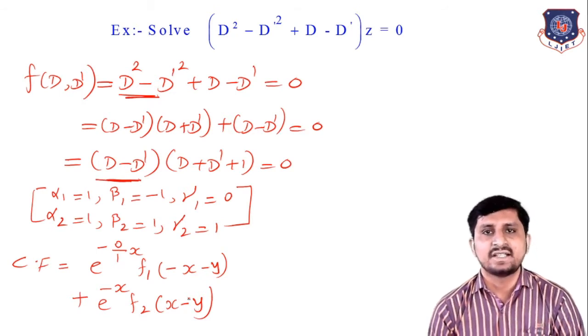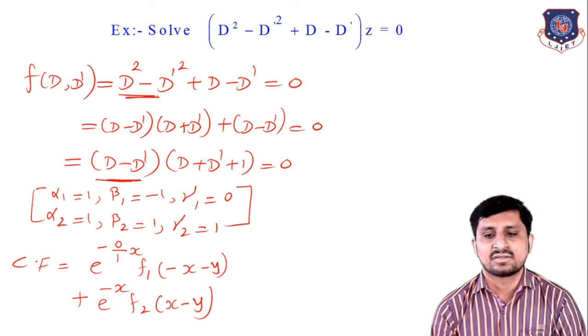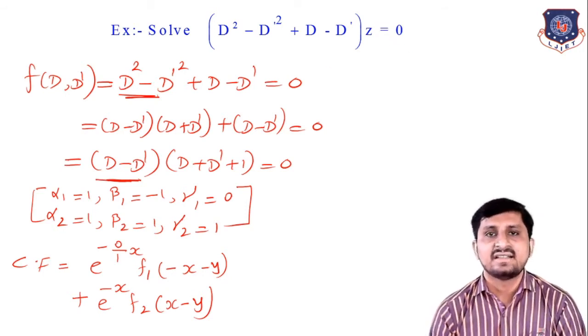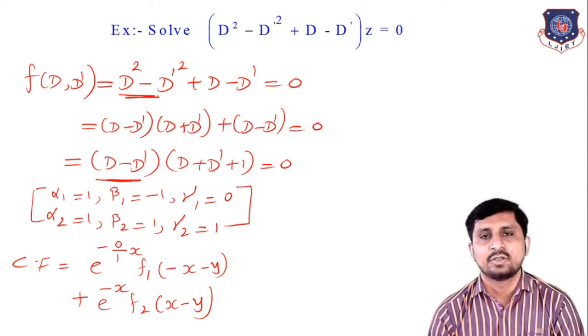Okay, and the particular integral is definitely 0 because on the right side we have the function 0, and the general solution z is equal to the complementary function plus the particular integral.